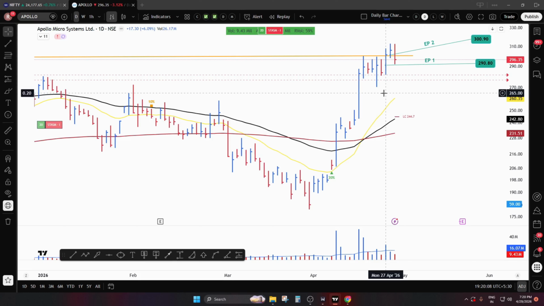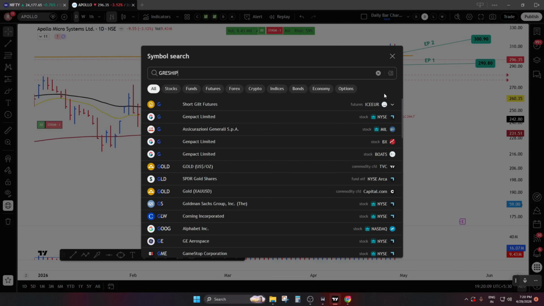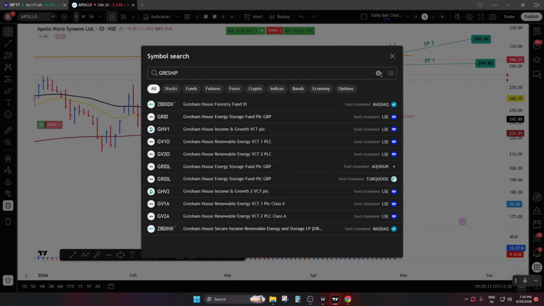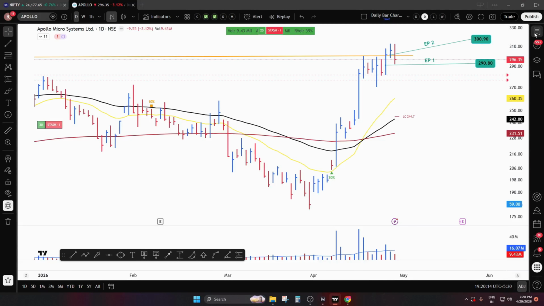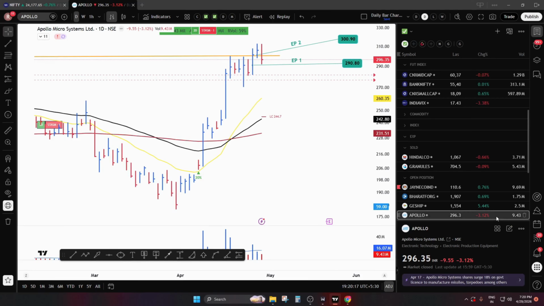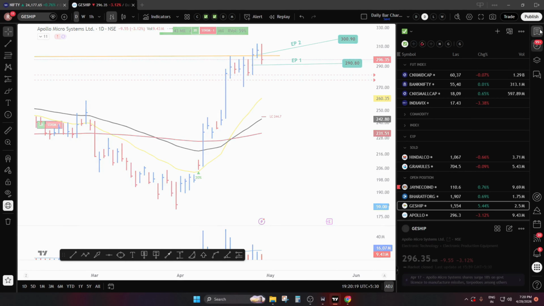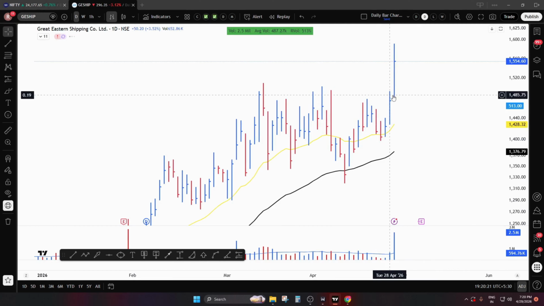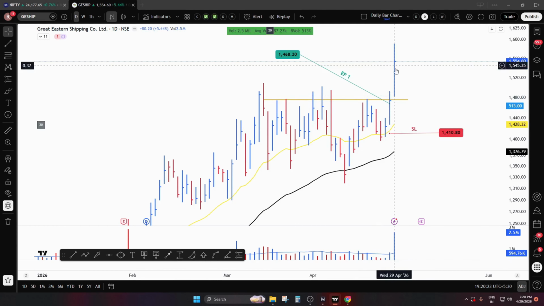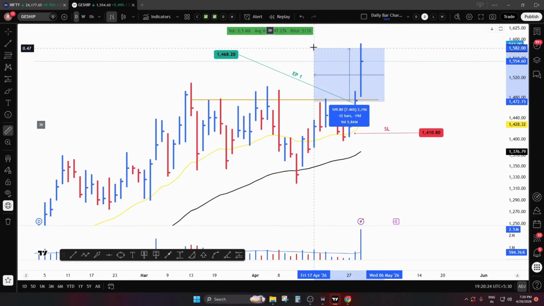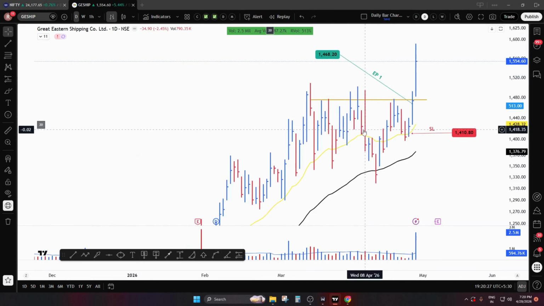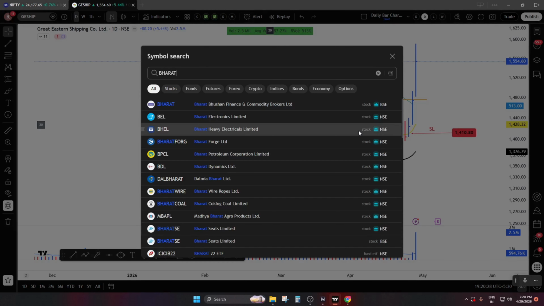With this, I added one more called GRSE, which I told you as well. Where is my GRSE? Just give me a minute. GRSE, okay, this got good follow through. I entered yesterday and got good follow through today. It was up close to 8%. Good. And then today I added Bharat Forge.